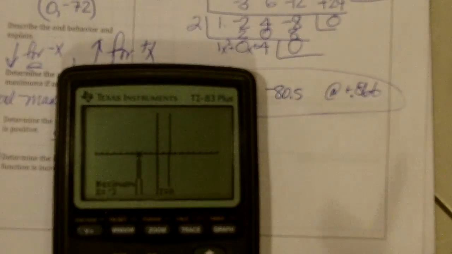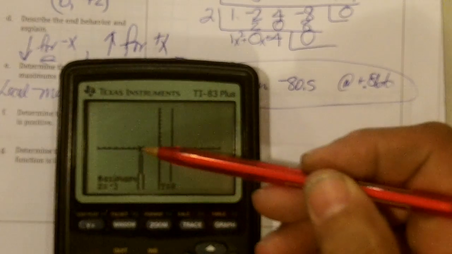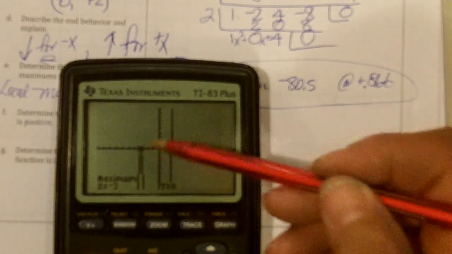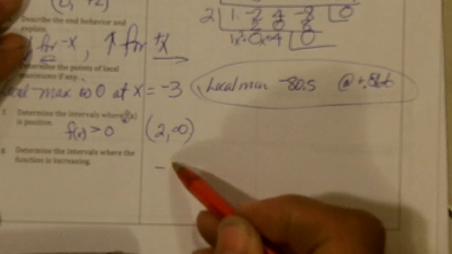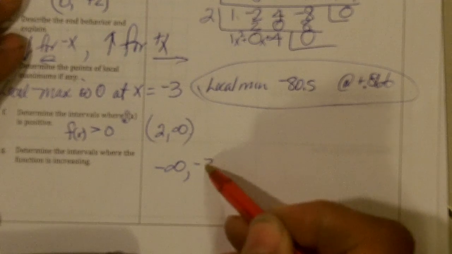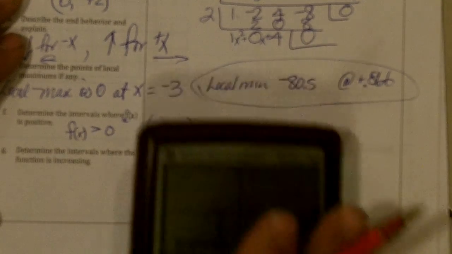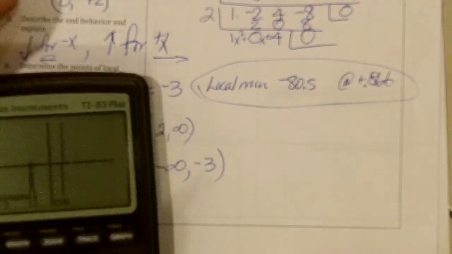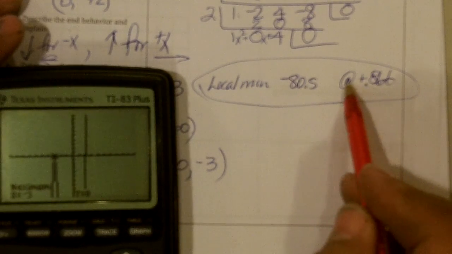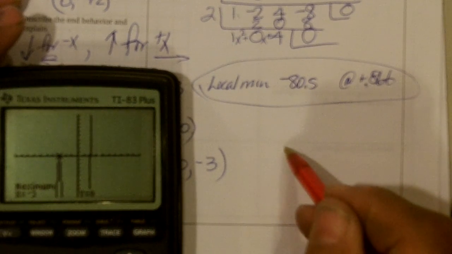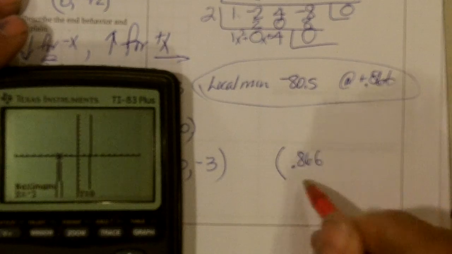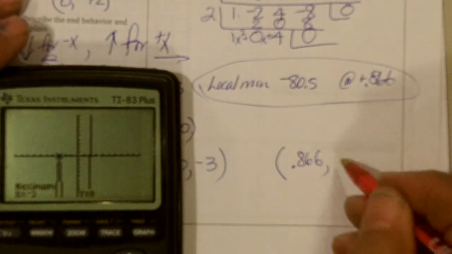And finally, determine the intervals where the function is increasing. Oh, increasing. Well, it increases up till here. So that's for x's -infinity up till -3. From -infinity up to -3, it's increasing. Then it decreases till the minimum spot down there. So it's a good thing we found that. And then from the minimum on, and remember we do this in terms of the x, from the minimum, which is at 0.866, on, it's going up.